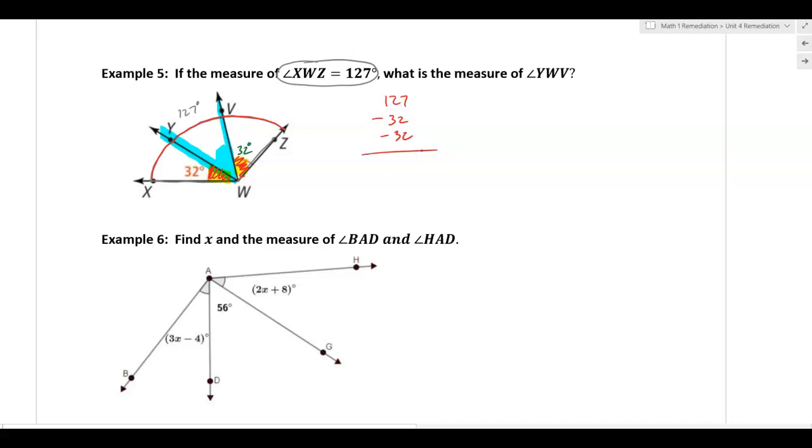And 127 minus 32 minus 32 will give me 63 degrees. If I wanted to, I could check my answer by adding all three of these angles up. What should they add up to? 127.